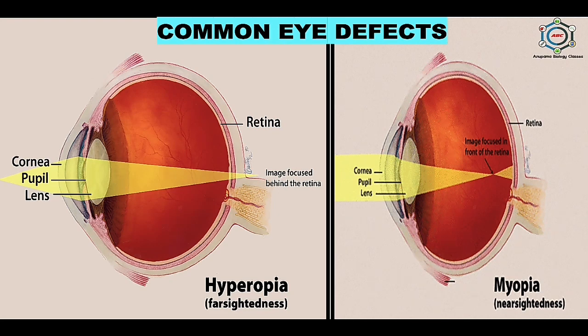Second is nearsightedness or myopia. People with this eye defect see near objects clearly but not distant objects. A diverging or concave lens is suitable for this nearsightedness problem. And in this, the light rays converging in front of the retina cause a blurred image.